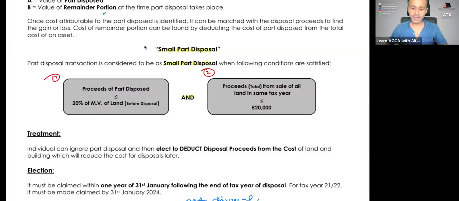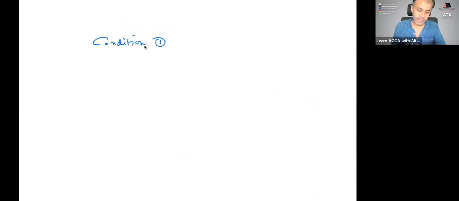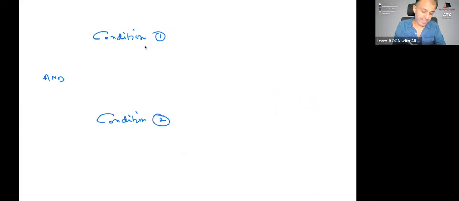So let's go apply it, to see whether we are eligible to elect, and then we may not even elect afterwards. That will be our choice then. The first condition is that the condition 1 and condition number 2, both need to be satisfied, like I said, together.